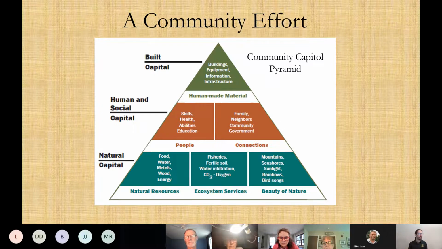And when we plan for natural resources, we're really in turn planning for a more sustainable place for people and our economies to thrive. And you could fill in this pyramid with the places and people in your community, and that's a great planning exercise that you might consider.